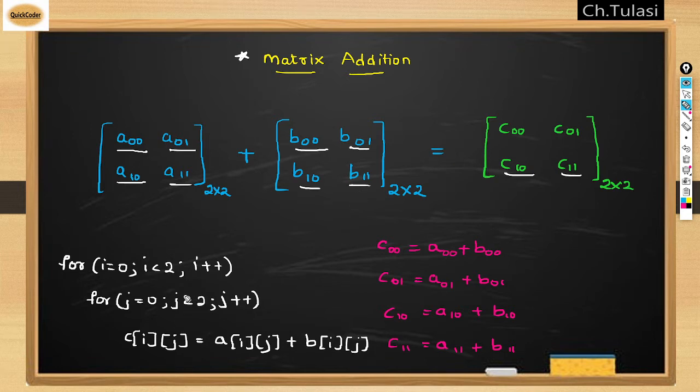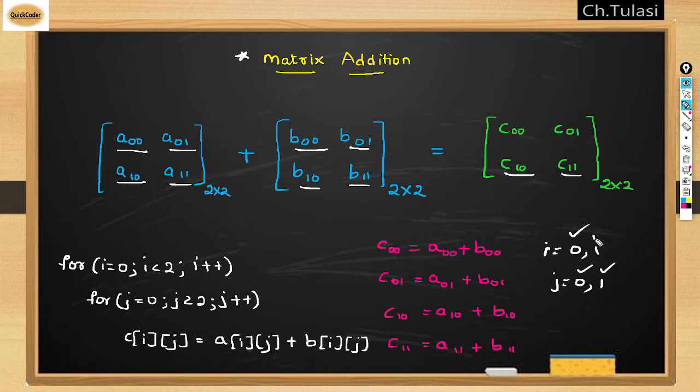And here the code is also very easy because there are two matrices, and we will create the other matrix with the same size, 2 cross 2. Now we will run the i loop from 0 to 2 and the j loop from 0 to 2. So my i values will be 0, 1 and my j values will be 0, 1. When my i value is 0, let's take j value 0. So C of 00 will be equal to A of 00 plus B of 00. And again with i 0, j 1, I mean C of 01 is equal to A of 01 plus B of 01.